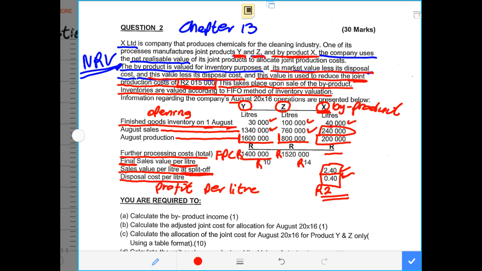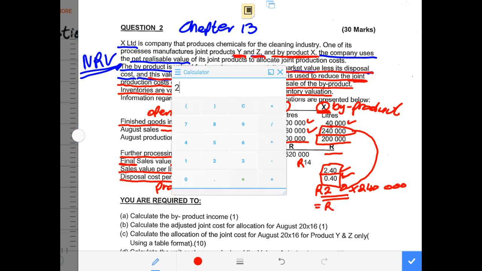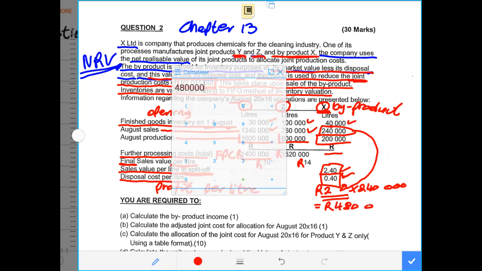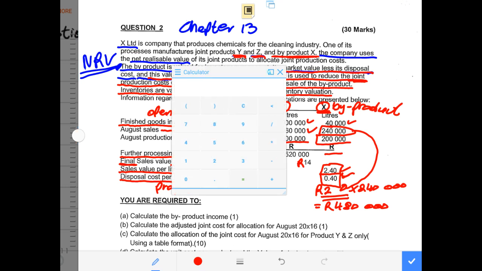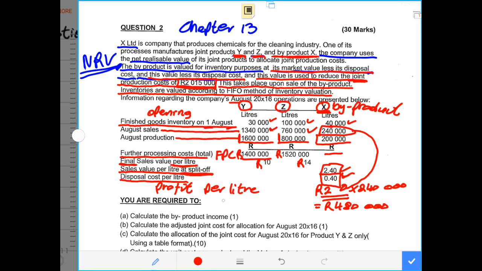Therefore, we already know that there were 240,000 units that were sold. So if we say 2 rand times 240,000 units of the byproduct that were sold, that will give us revenue from the sales of the byproduct. It will be 2 rand times 240,000. This will give us 480,000 rands. This will be revenue from the sale of the byproduct.